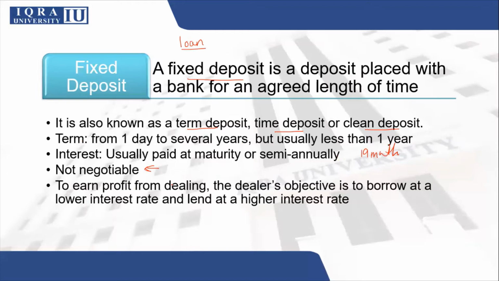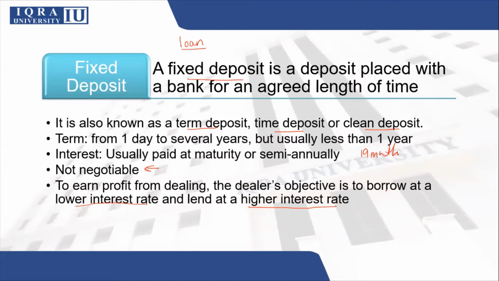To earn profit from dealing, the dealer's objective is to borrow at a lower interest rate and lend at a higher interest rate. This is how banks earn profit. So if the bank is taking the fixed deposit, they will have to pay interest on the fixed deposit. So they will pay a lower interest rate on the fixed deposit, and the money that they get from the fixed deposit, they're going to loan to other people at a higher interest rate. The difference will be the profit for the bank.